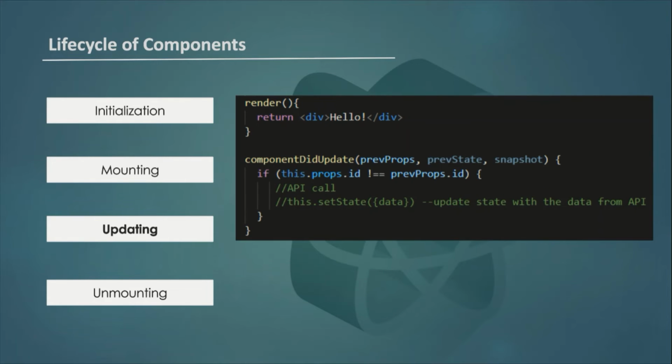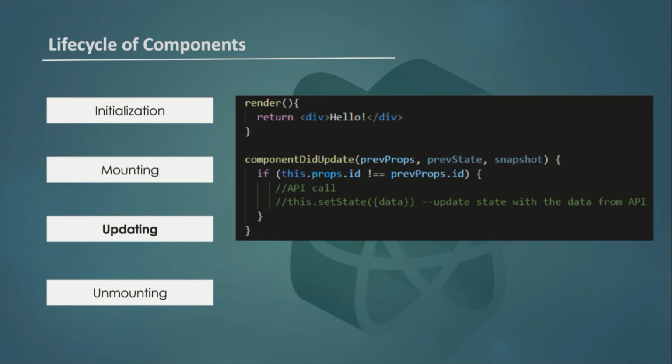Let's move to the updating phase. We have two methods here as well. One is render, which we have already seen in the mounting phase. The other is componentDidUpdate method. componentDidUpdate is invoked immediately after the component is updated. It is not called during the initial render. Similar to componentDidMount, componentDidUpdate is a good place to call API or any network requests based on the user interaction.